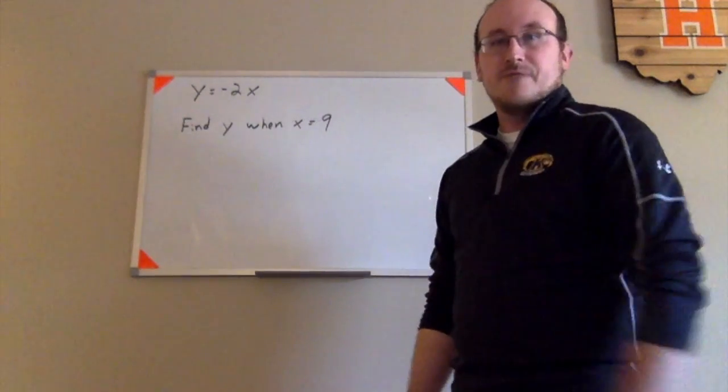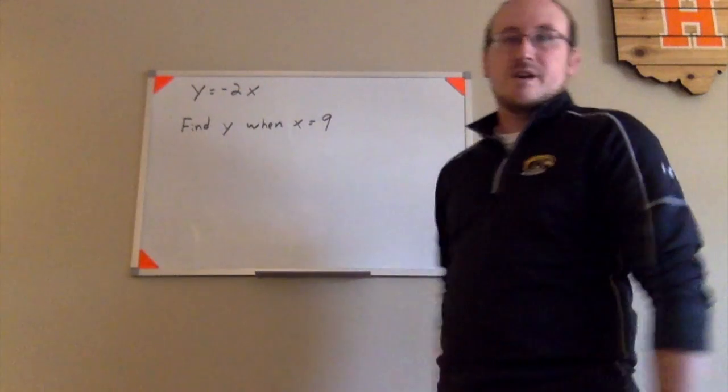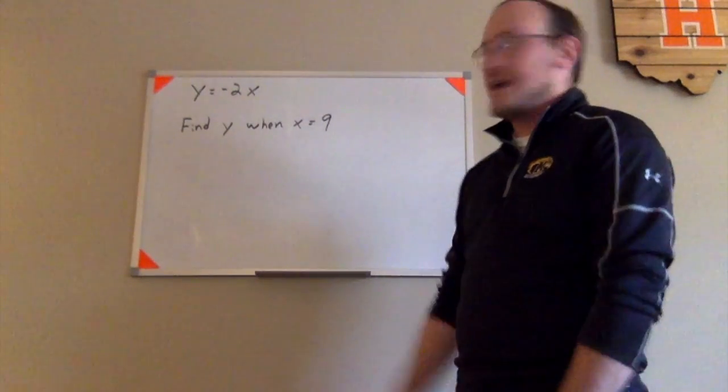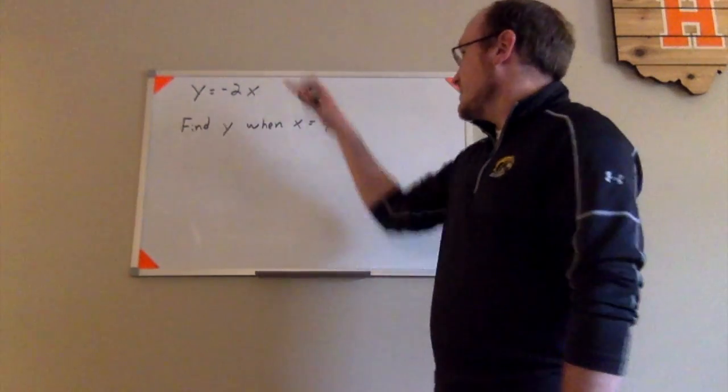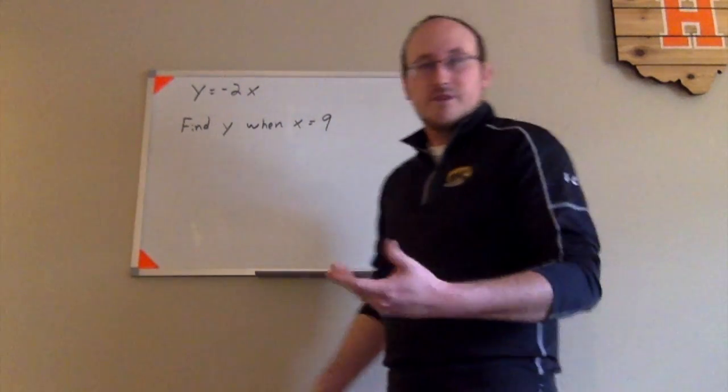So what if they wanted us to find a value for the other variable? We still have our direct variation function, y equals negative 2x, but this time they want us to find y when x is 9. It's not much different. Just go ahead and plug in the value that you know for x and figure out what y is.